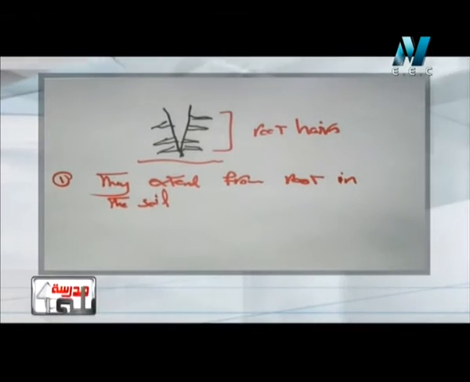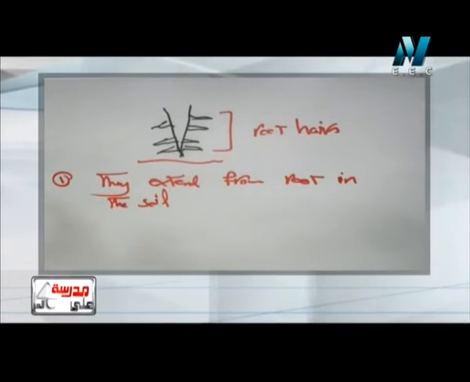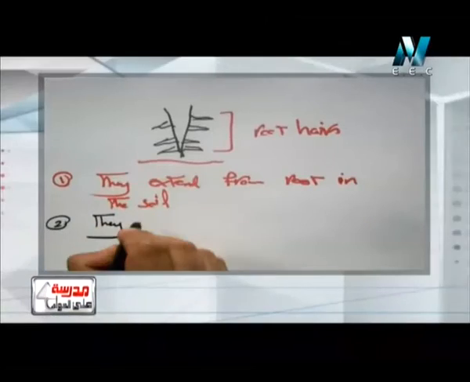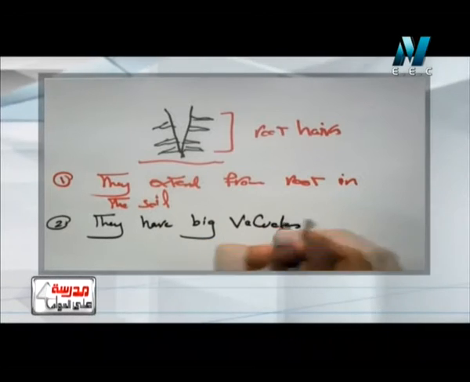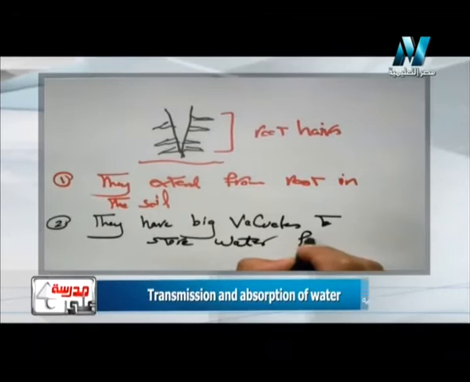Okay, so they must have big vacuoles. What are the vacuoles? The vacuole is the part of the cell that stores juice or liquid. So surely the root hair cells must have big vacuoles. Why? To store more juice and more water for the whole plant. So number two, they have big vacuoles to store water for the plant.